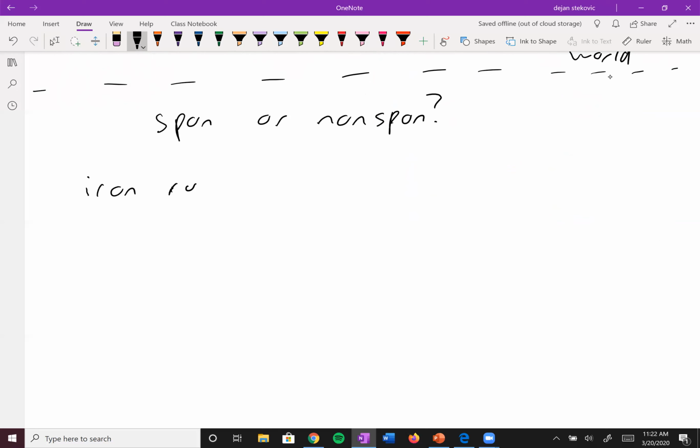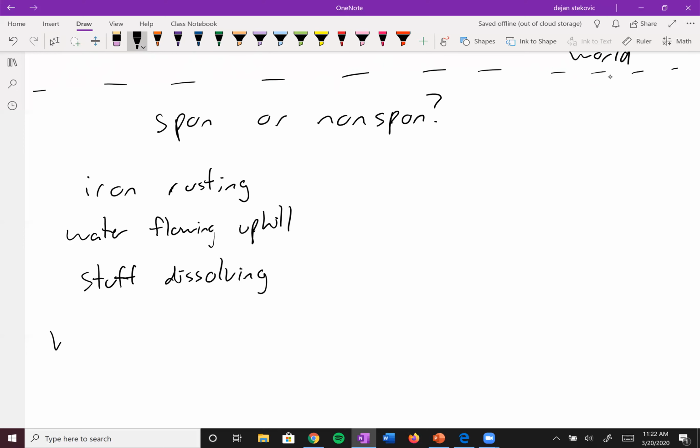Take a look at iron rusting, water flowing uphill, stuff dissolving, and a hot pizza cooling to room temperature. Go ahead, pause the video, and answer whether these processes will be spontaneous or non-spontaneous.